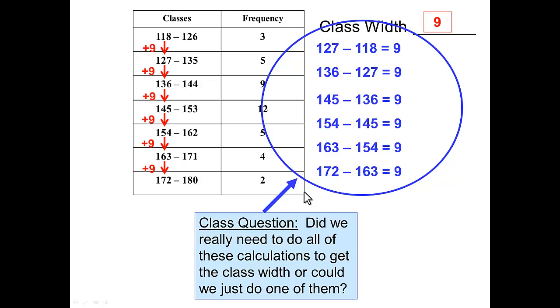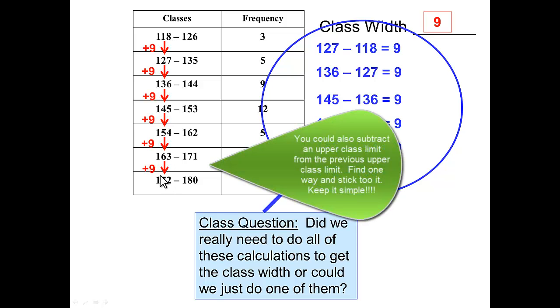Did we really need to do all of the calculations to get the class width, or could we just do one of them? You only needed to do one of them, and it doesn't matter which of the pairs you choose. Usually, it's easiest to choose either the first two you come to or the last two that you come to for the ease of picking them out, and just compute one of those subtractions.